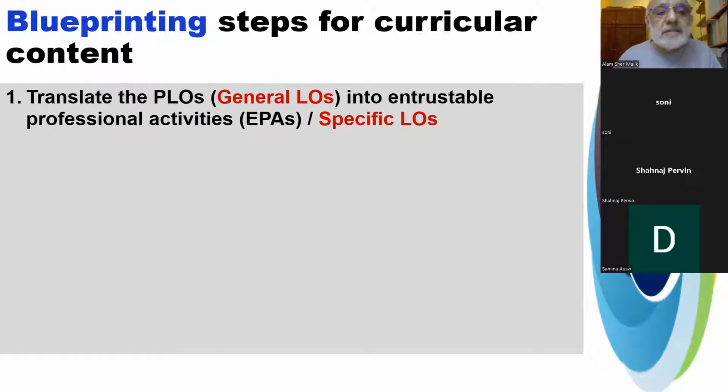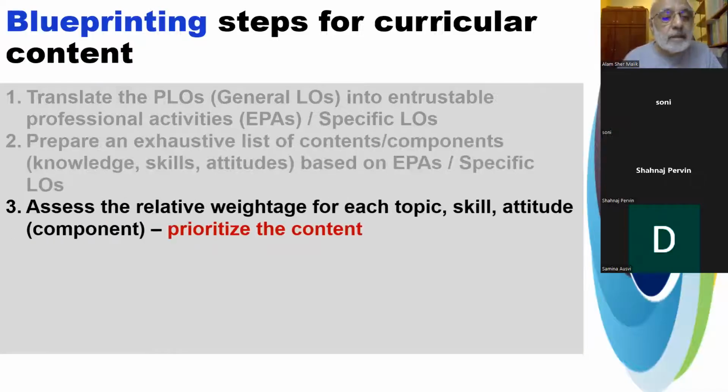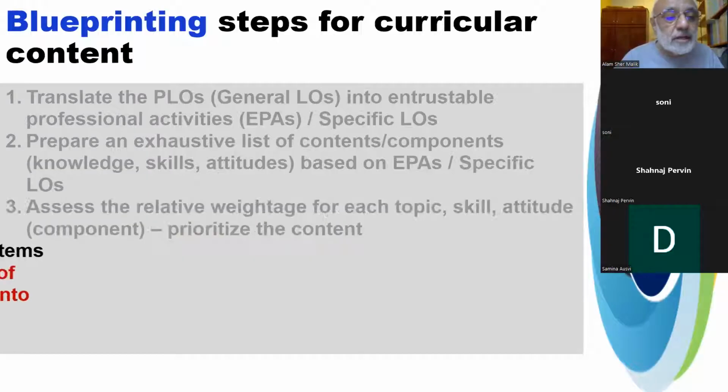So, blueprinting steps for curricular content. First, translate the program learning outcomes into entrustable professional activities or specific learning outcomes. Two, prepare an exhaustive list of content or components based on the knowledge, skills, and attitude related to the learning outcomes or the entrustable professional activities or specific learning outcomes. Three, assess the relative weightage of each topic. And that includes skill, attitude, and knowledge, the same way as we calculate for assessment. And then prioritize the content.